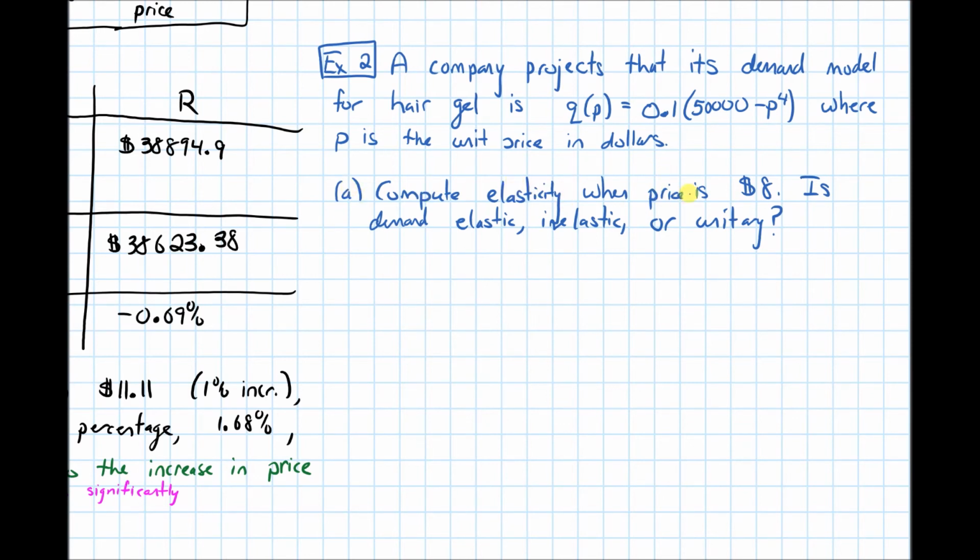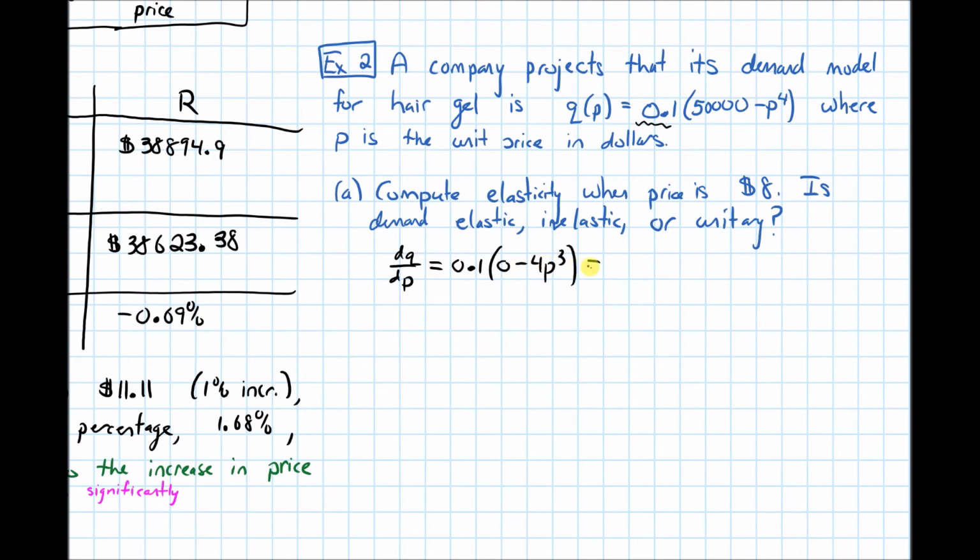First I need to find my dQ/dP, because that shows up in the formula for elasticity. So I have to take the derivative of demand with respect to price. The 0.1 is just a constant multiplying this function, so it just stays there, and then I multiply that by the derivative of the term in the parentheses. 50,000 is a constant, so its derivative is 0, and the derivative of minus p to the fourth is minus 4p cubed. Multiplying 0.1 times negative 4, we get negative 0.4 p cubed.